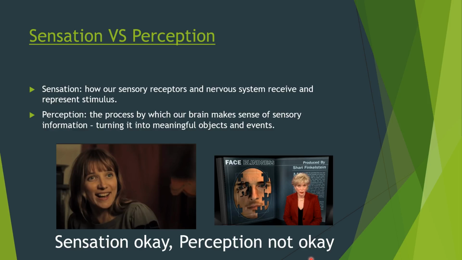So in those two examples, what we've got are sensations that are perfectly fine. Hearing a language I don't understand, or seeing faces that I don't understand. But our perceptions of them are skewed. First, because we don't understand the language, and second, because there's some neurological issue preventing us from understanding the faces.